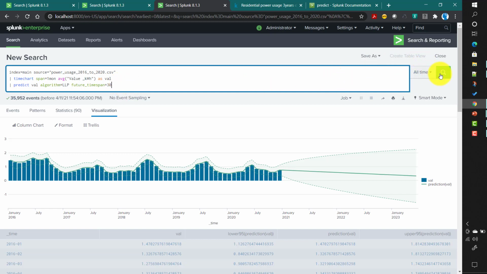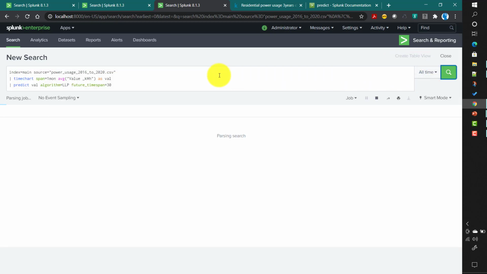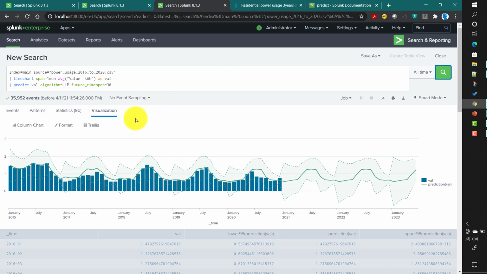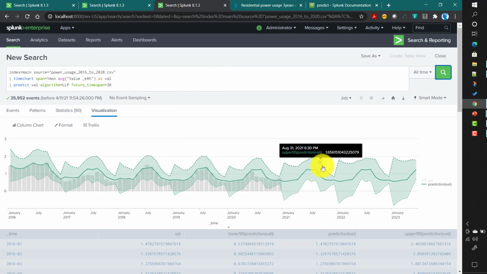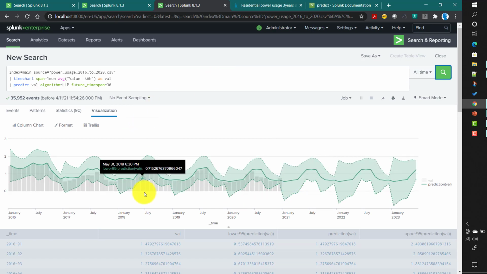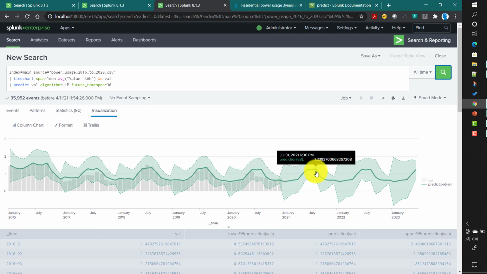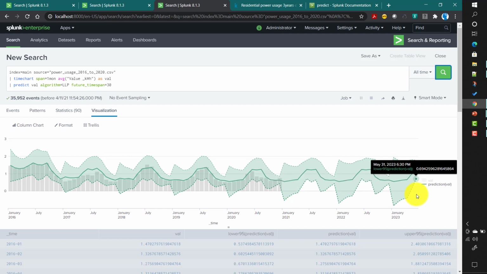So if I just run this one now, if you see it over here, the output is getting changed. It is actually considering all those seasonality factors, like during May, June our future prediction is also getting increased, and whenever we are moving from July to August and September, it is getting decreased as well, and it is repeating again like this for the future 30 months.